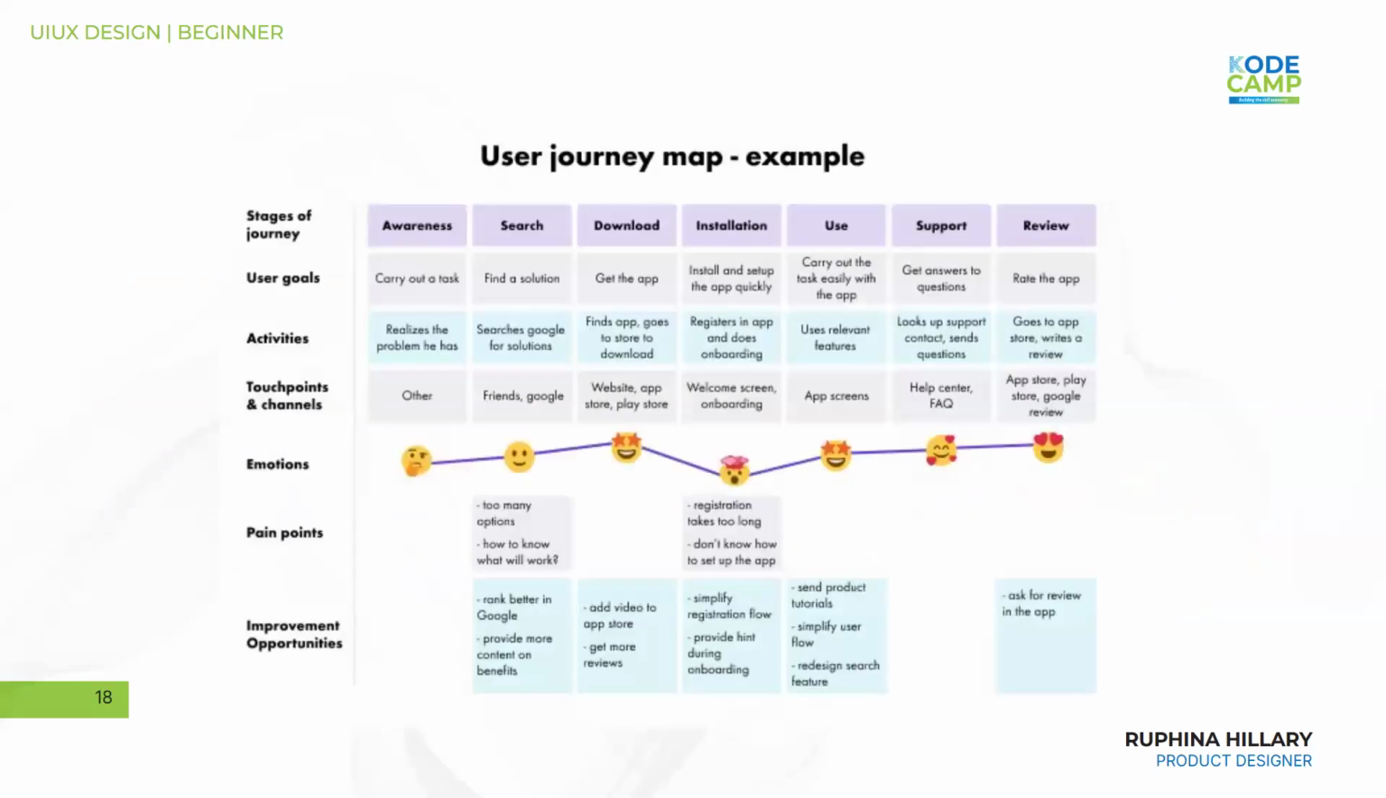So these are the 6 steps. I included some user journey map examples. So like I said, it differs for different products, depending on the product that you are creating. So now for this one, the high level stages are awareness, search, download, installation, use, support, and review. So now this is a journey map that does not go into features or real details.